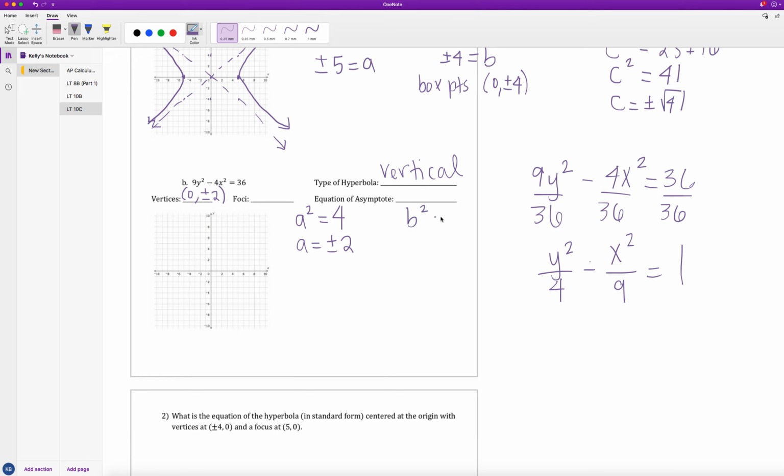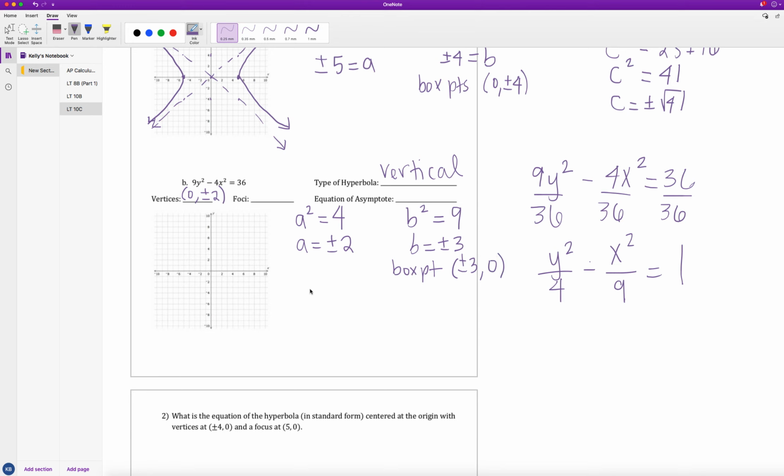Similar to before, the b squared term always comes from the negative variable, so that's going to be the 9. So b is going to be plus or minus 3, and this gives us those box points again that I was talking about that help us get our asymptotes. Since these are not on the same axis as the vertices, and the vertices are y-intercepts, these are going to be x-intercepts.